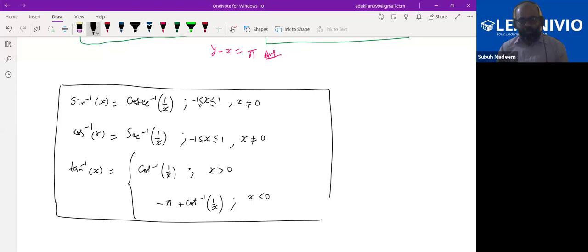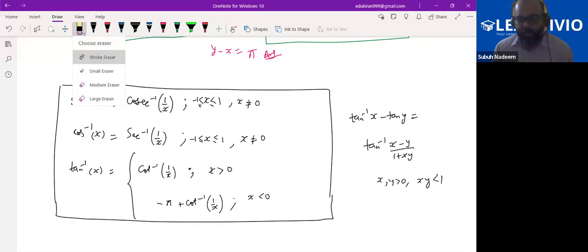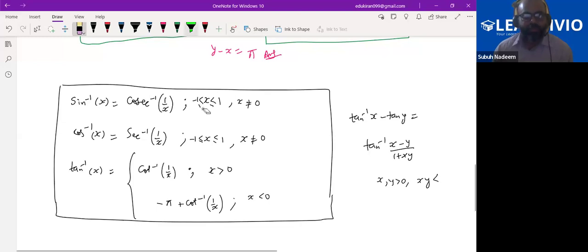And one more formula we need to know. First, write these properties. These are important properties. Tan inverse x minus tan inverse y is equal to tan inverse of x minus y by 1 plus xy, where x and y are positive and xy is less than 1. Sorry, I'm giving you the formula. Yeah, that is fine. First, write them down.